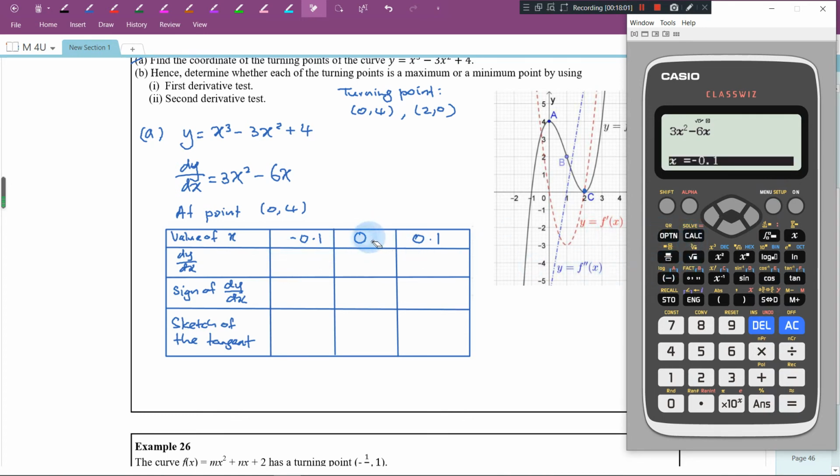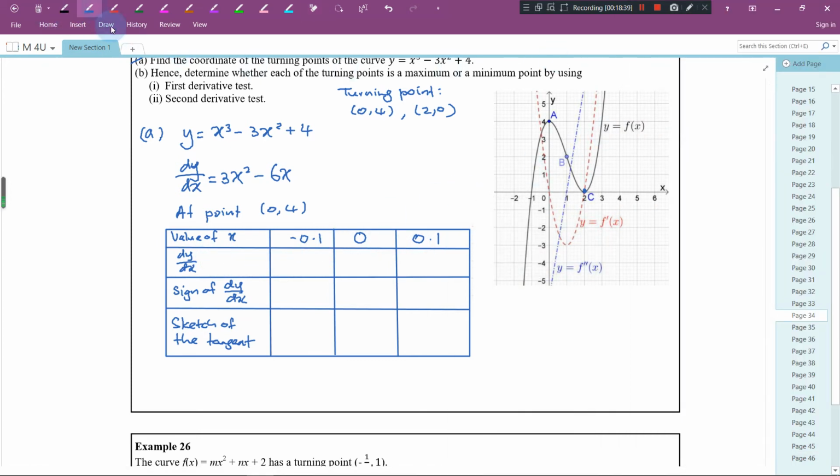Then press calculate again. How about we test this one, 0? We should be able to get 0. If this is not 0, it means that our answer is not correct. Because this is a turning point, right? So we know that dy/dx is equal to 0. Press equal. You get 0. Now let's go to this 0.1. Press calculate. 0.1. Press equal, and equal again, which is negative 0.57. So it's right. We can do it this way, which is faster for us to get the value of dy/dx.